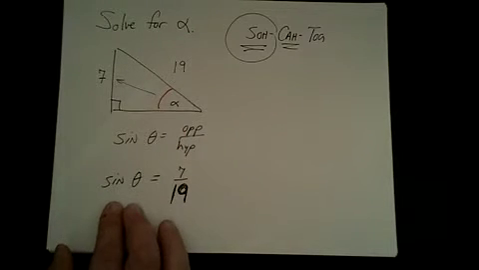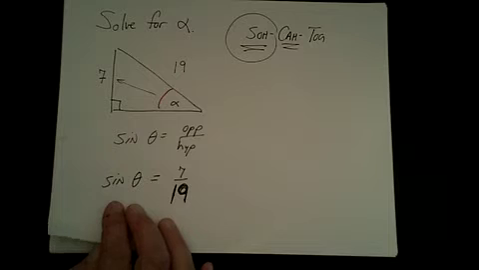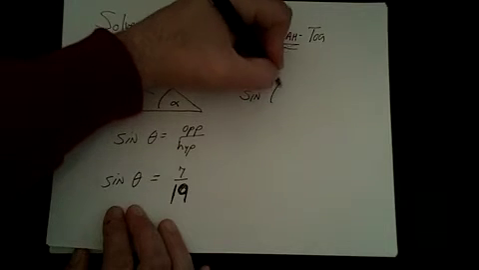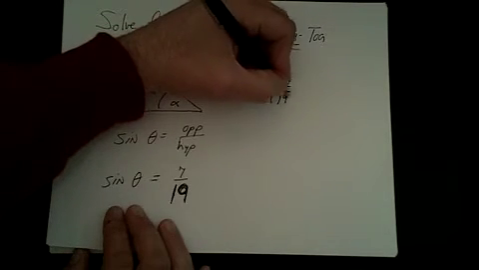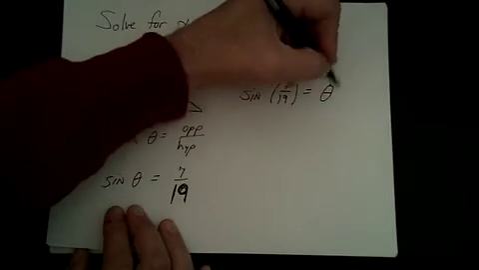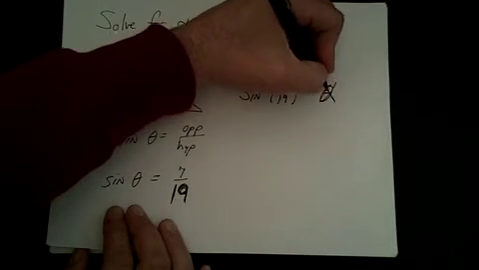Now this is sine if we're given the angle. We're not given the angle here. We want to find the angle, so we actually want to go backwards. The way we go backwards in a sine, cosine, or tangent problem is we use the inverse trig functions. In this case, sine inverse of 7 over 19 is equal to theta, or in this case, alpha. That's what we're solving for.